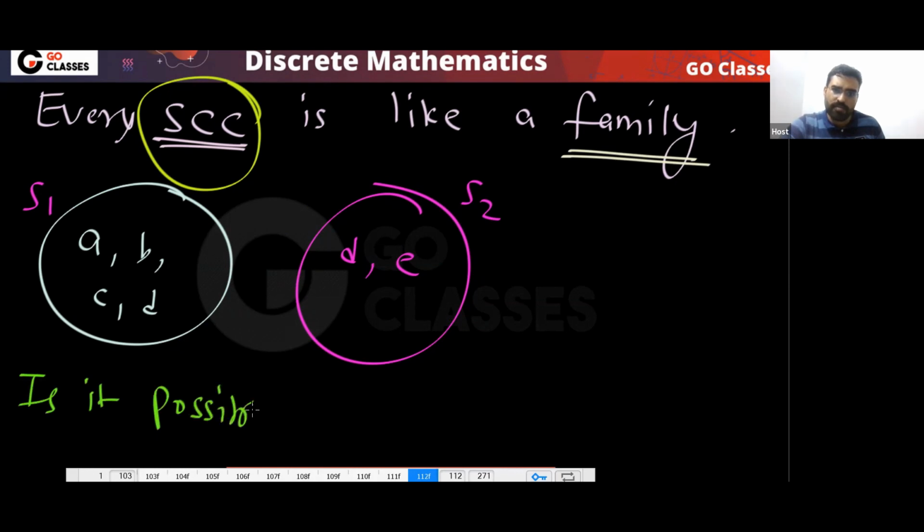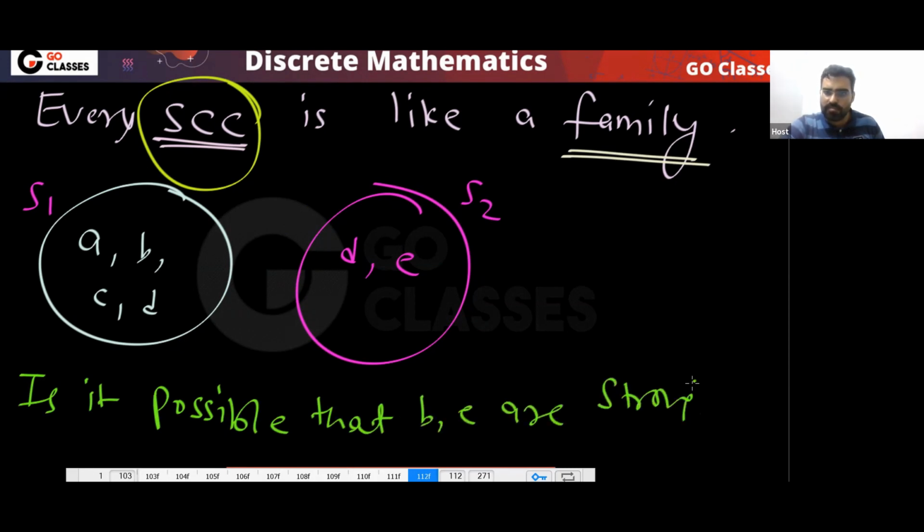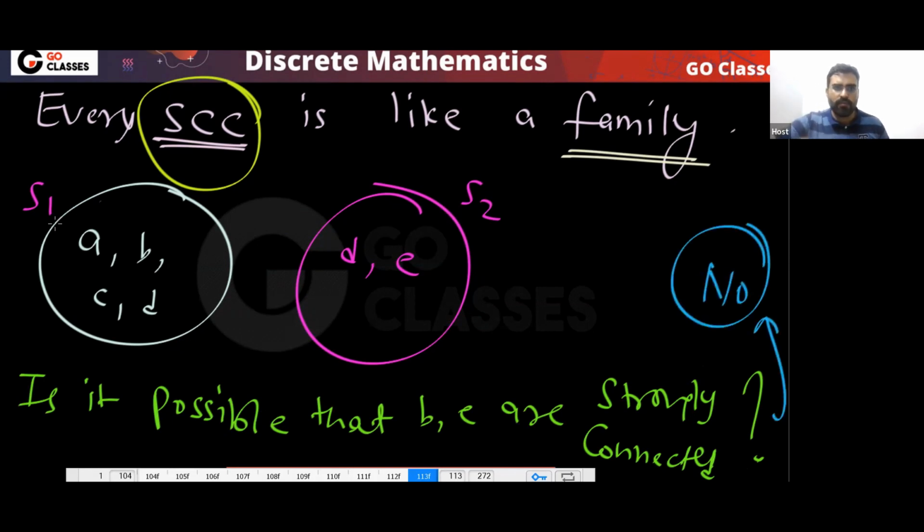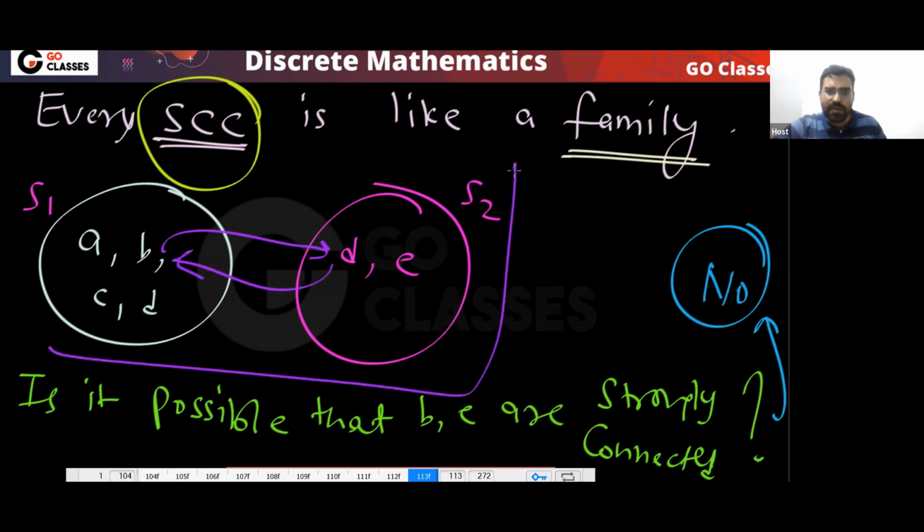Is it possible that B and E are strongly connected? Is it possible? The answer is clearly no. What is the reason? Because if they were strongly connected, then this whole thing would become one family. Very simple.